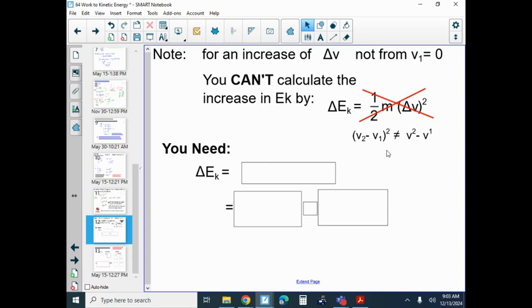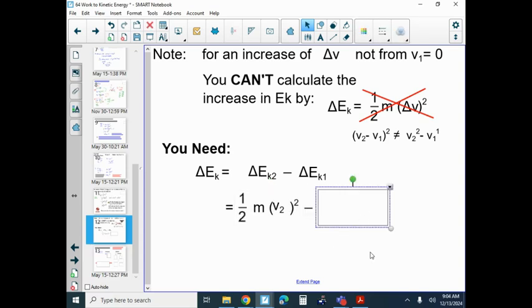So v2 minus v1 squared is not the same thing as v2 squared. So I need to put this in there. Yeah, it's not the same as v2 squared minus v1 squared. It's just not how numbers work. So you need instead to do the final kinetic energy minus the initial kinetic energy and get the values, like that. You can't combine it.